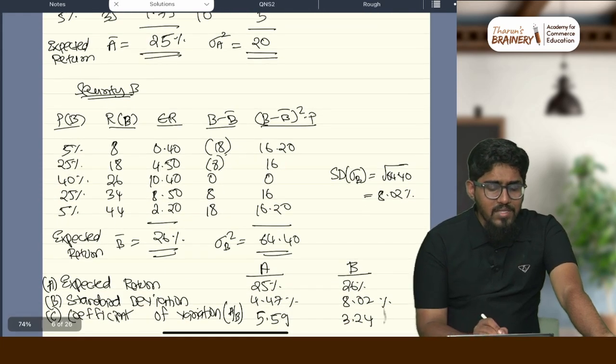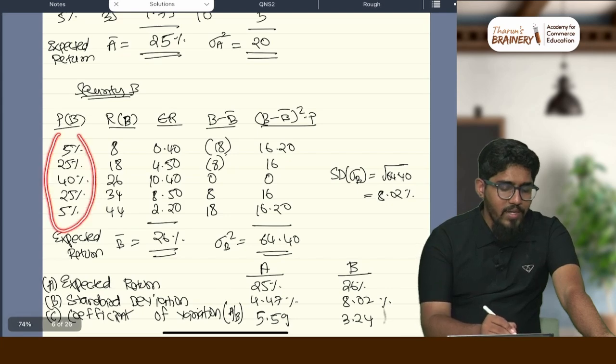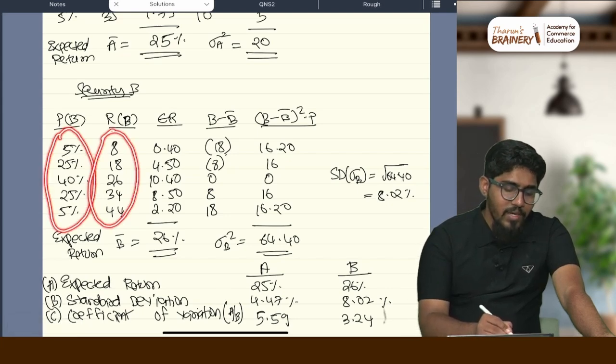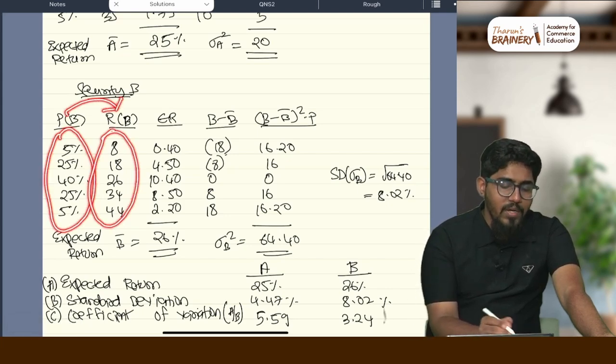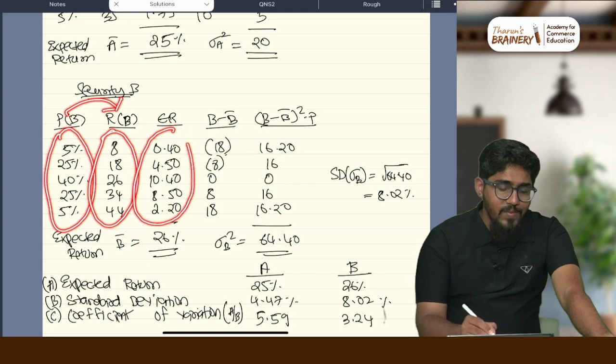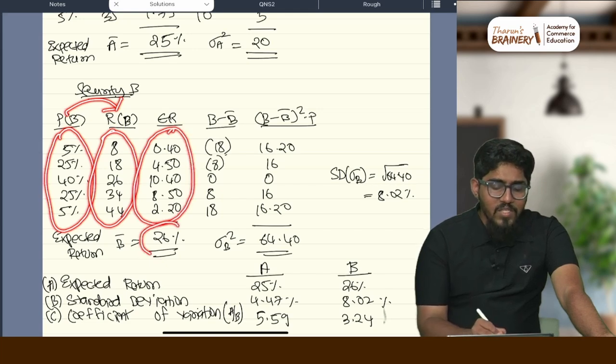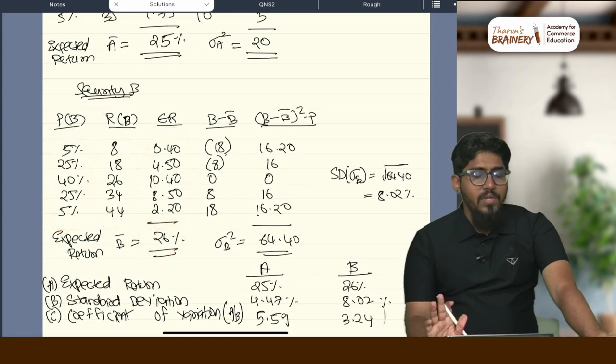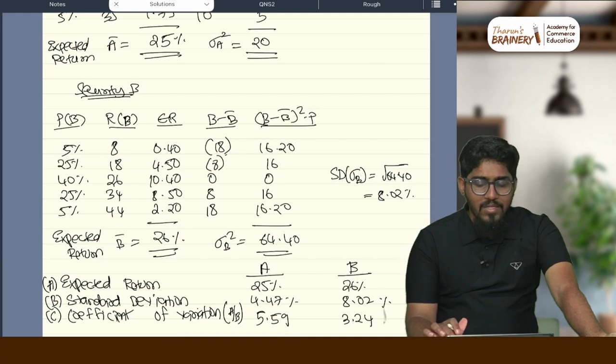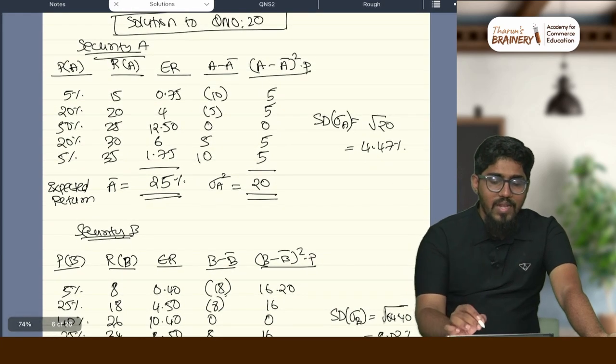Similarly for B, all the probabilities you write, all the returns you write, multiply probability into return, you will get the expected return. And what is my expected return? 26%. Okay, so 25% and 26% is the expected return. This much clarity you are having.